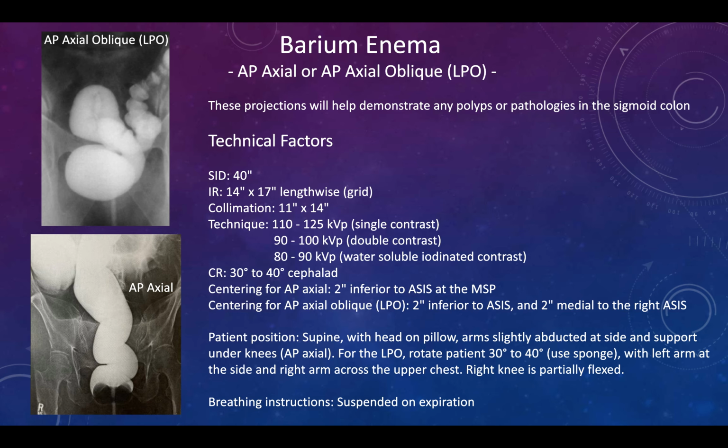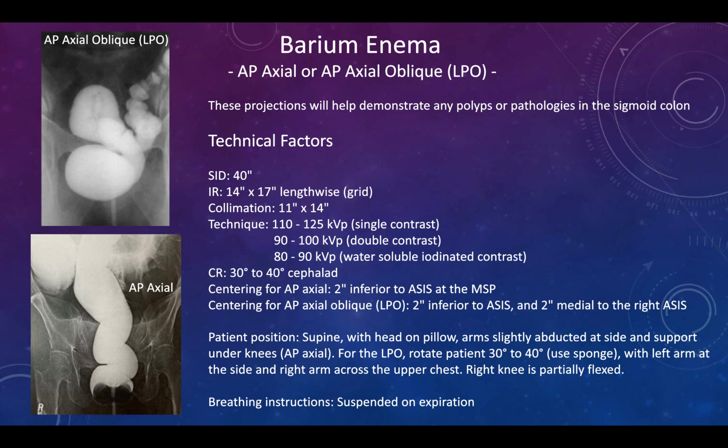Our CR is going to be angled 30 to 40 degrees cephalic. And for the AP axial, we're going to center 2 inches inferior to the ASIS, right at the mid-sagittal plane. And for the LPO, we're going to do 2 inches inferior to the ASIS, and then 2 inches medial of that right ASIS, that elevated side.